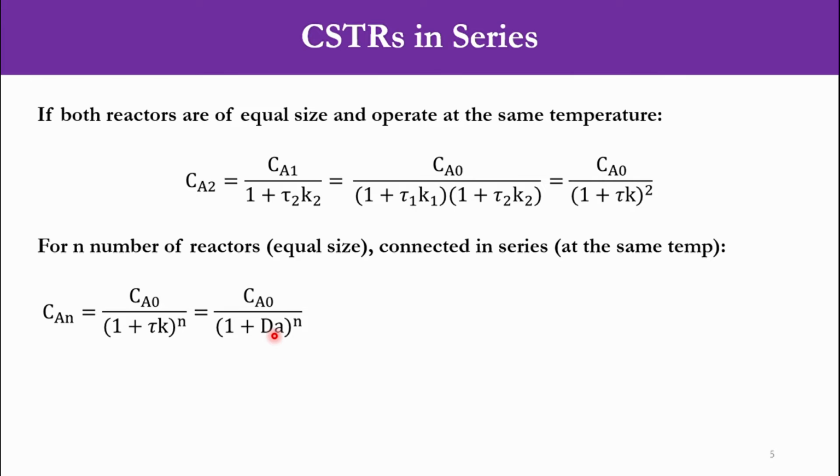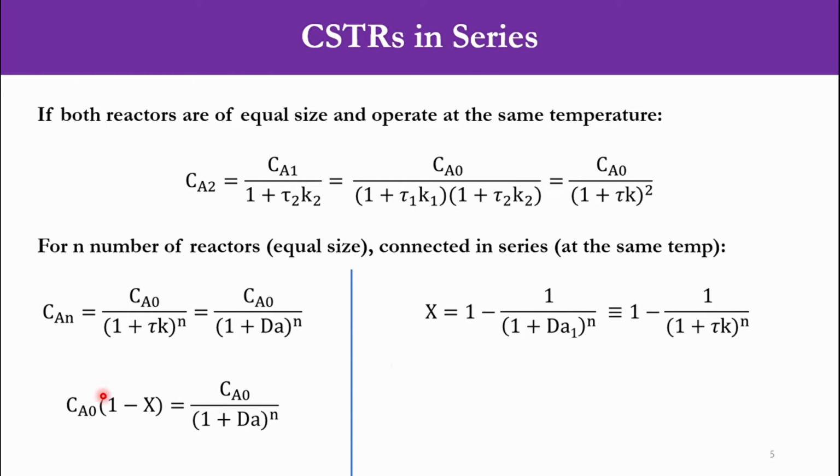If you remember our previous lecture, for the first order reactions the Damkohler number was tau k, for the second order it was tau k Ca0, and accordingly we can derive it for further reactions as well. And similarly Ca is equal to Ca0 into (1 minus x). Once we rearrange it, in terms of x, we get x equal to 1 minus 1 over (1 plus DA1) raised to power n. That DA1 is the Damkohler number for the first order system, or tau k.